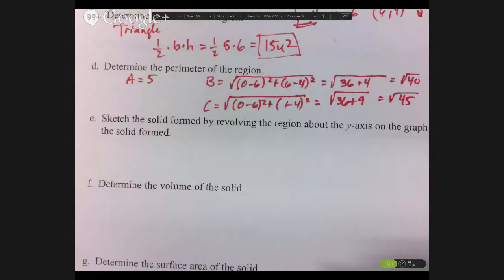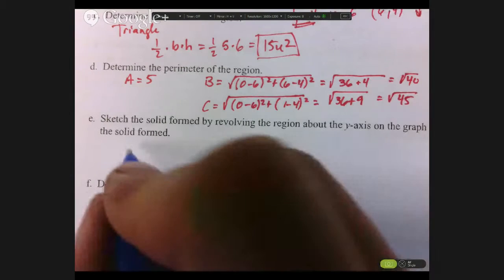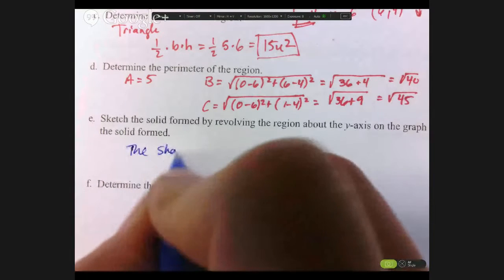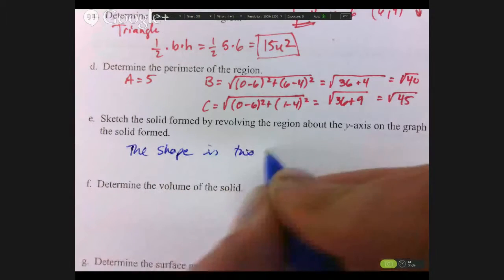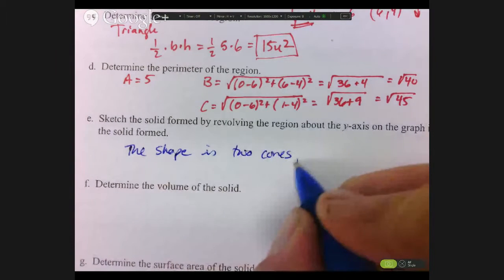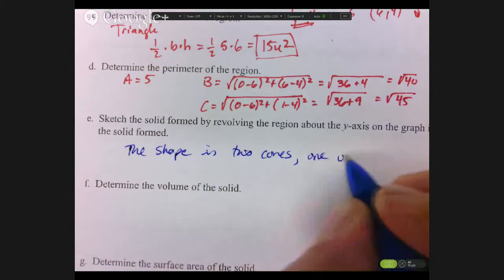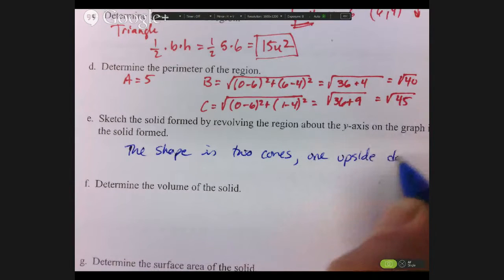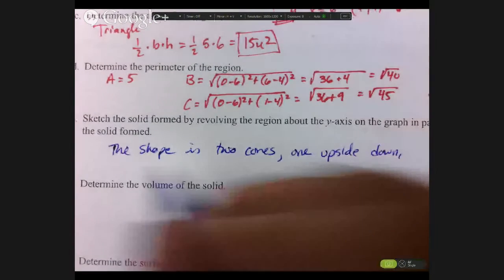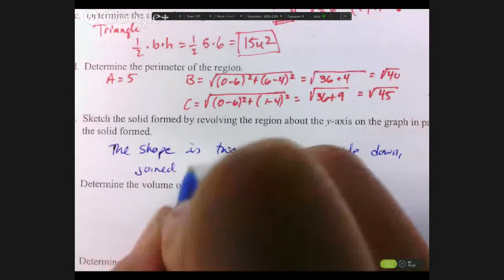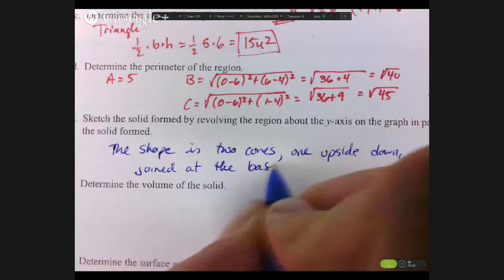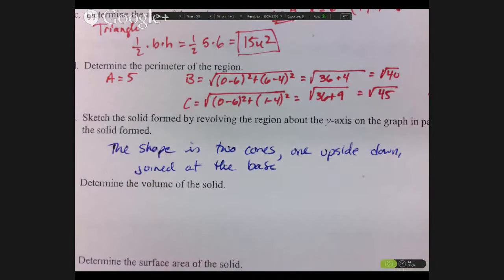And I will write down actually the perfect answer that I have on my sheet, just so you see that. Okay, something of that nature. It's two cones, one's upside down, they're joined at the base.